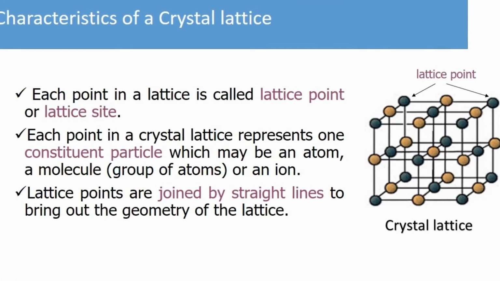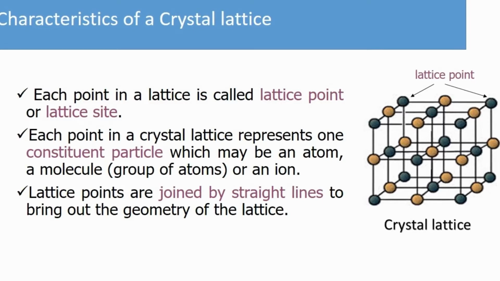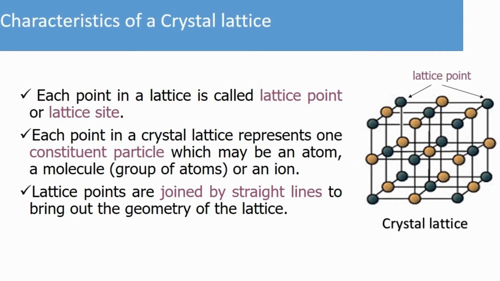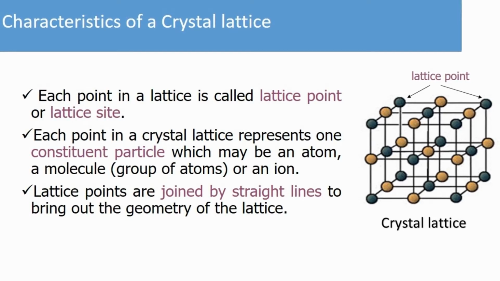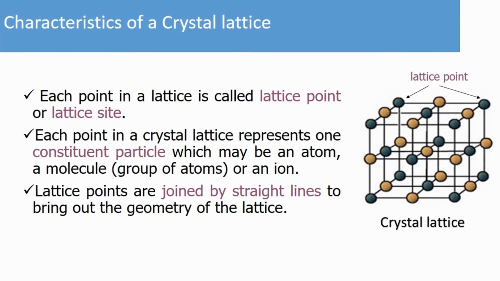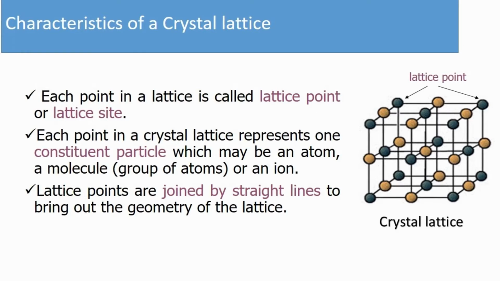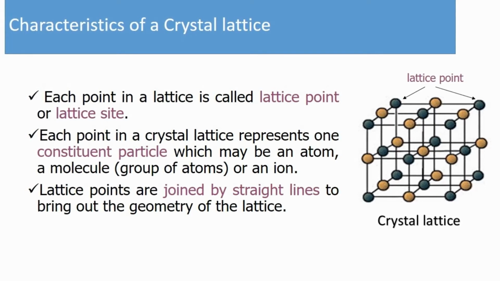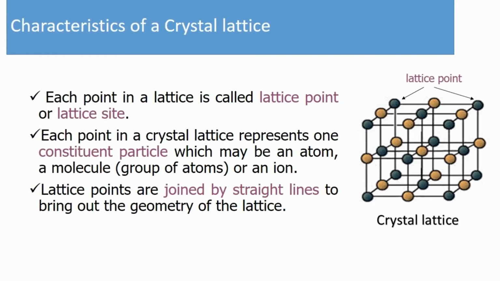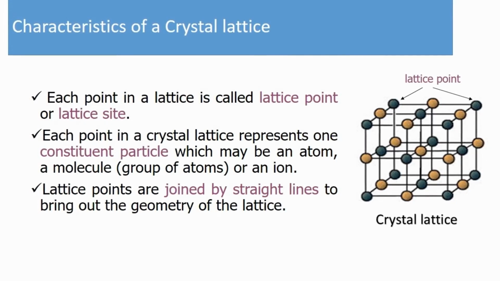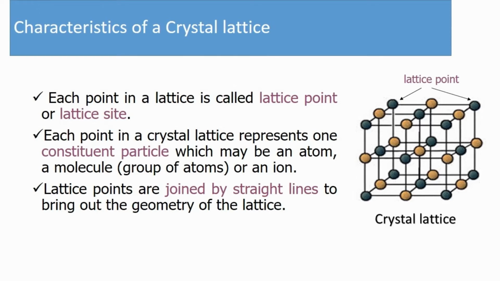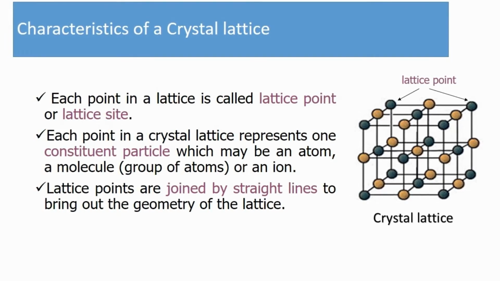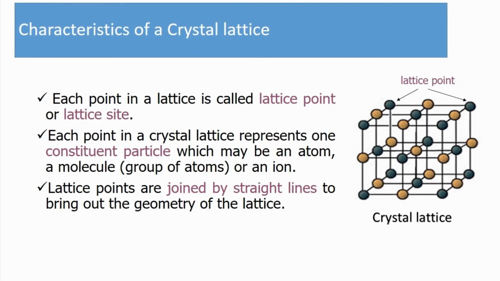The following are the characteristics of a crystal lattice. Each point in a lattice is called a lattice point or lattice site. Each point in a crystal lattice represents one constituent particle, which may be an atom, a molecule, or an ion. Lattice points are joined together by straight lines to bring out the geometry of the lattice.